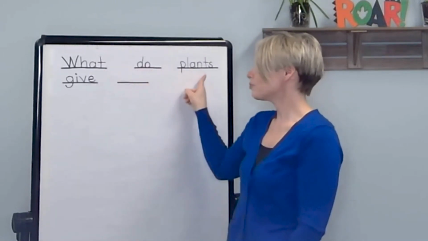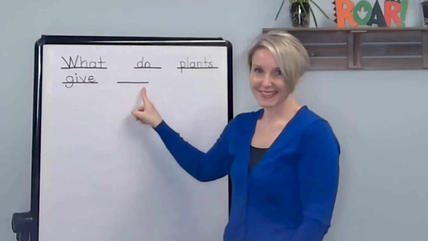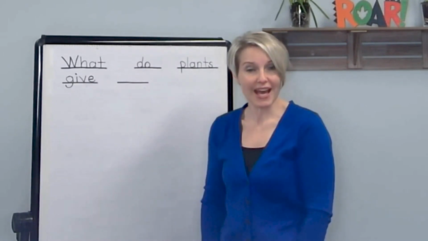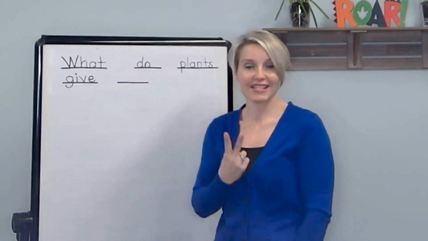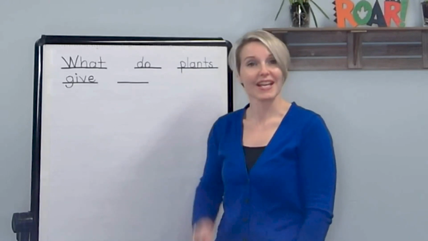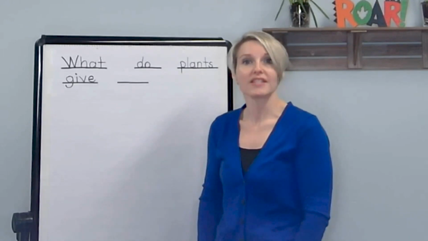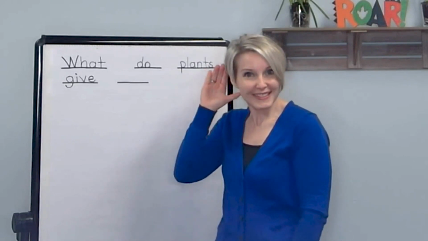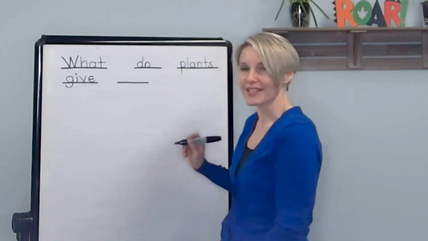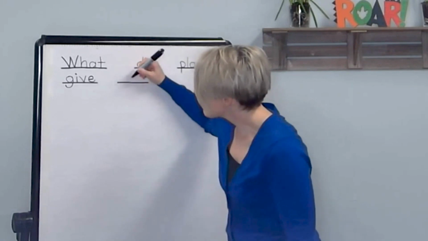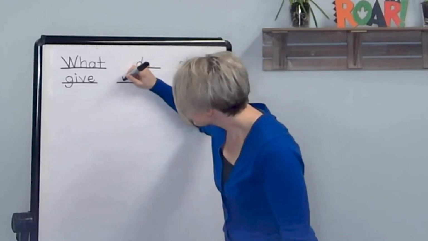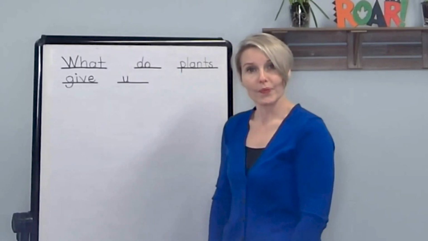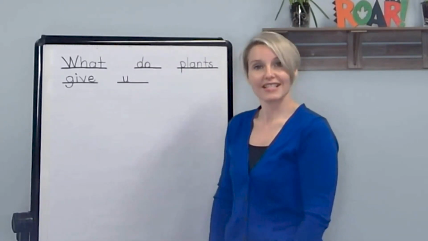What do plants give us? Our last word is us. Let's stretch out the sounds. U, S. 2 sounds in the word us. The first sound is U. Do you know what letter makes that sound? You're right, it's U. U is another vowel. Watch me make a lowercase u. Down, up, and around, and down. There's my U. And the last sound is S.